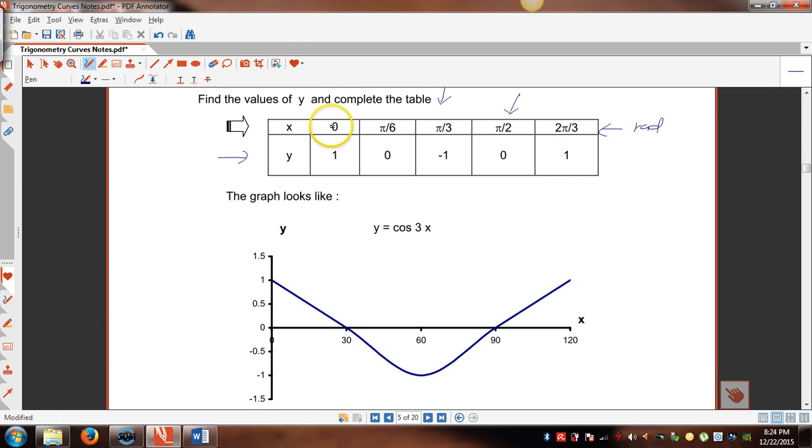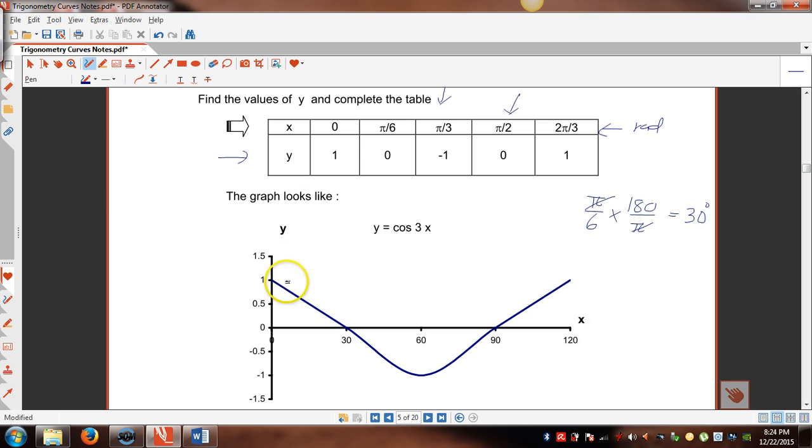So we have point 1, 0, 1, point 2, pi over 6, 0. Pi over 6 actually equals 30 degrees. How do we get pi over 6 equal to 30? We multiply pi over 6 by 180 over pi, so we get 30 degrees. So 30 degrees, 60 degrees, 90 degrees and 120 degrees there.